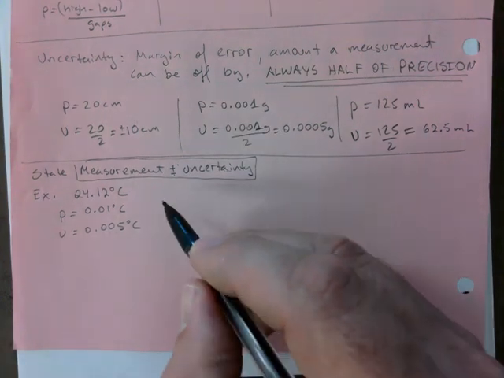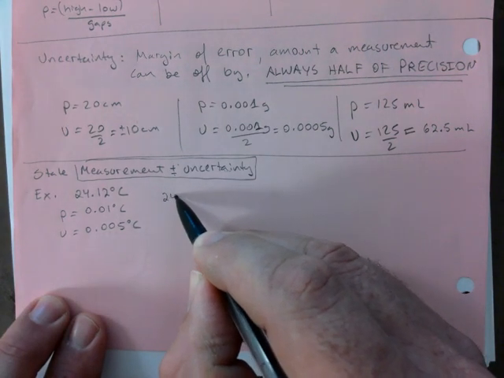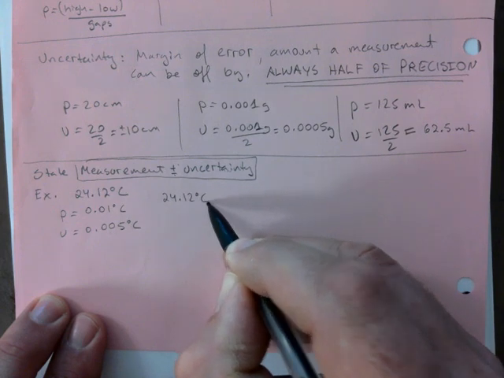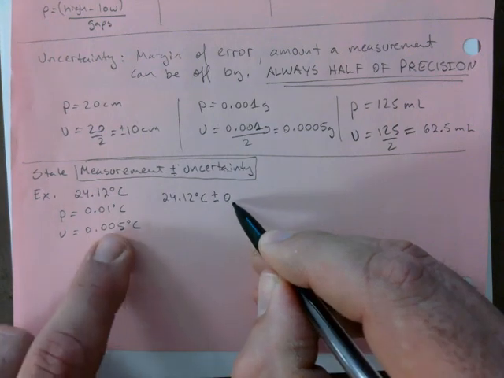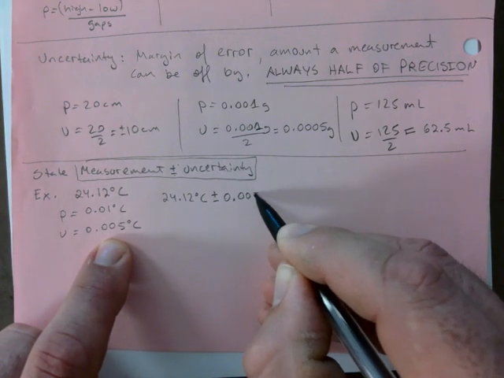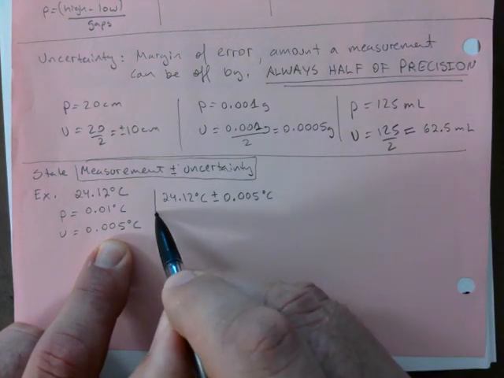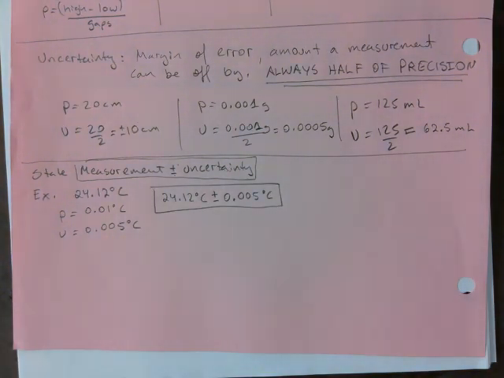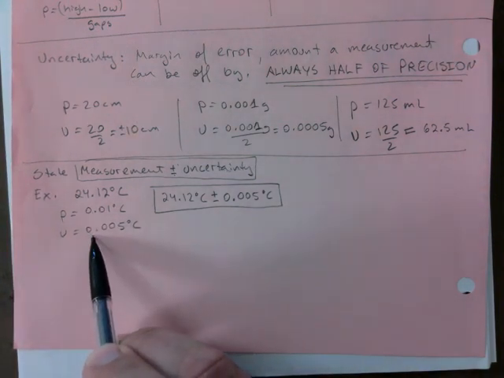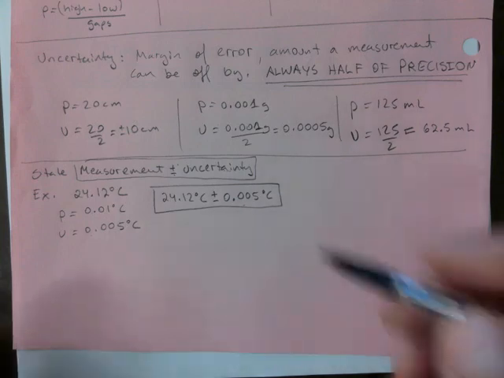And so let's state it. 24.12 degrees Celsius plus or minus, here it is, that's the uncertainty. Boom. So you have to be able to do that. You have to be able to maybe even look at a beaker, see how full it is, and then make your reading, like where it's closest to, and then make sure you proceed to find the precision and the uncertainty before you do this.